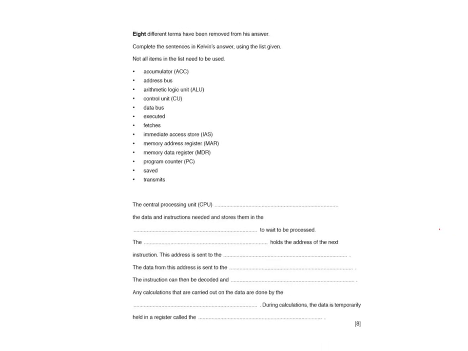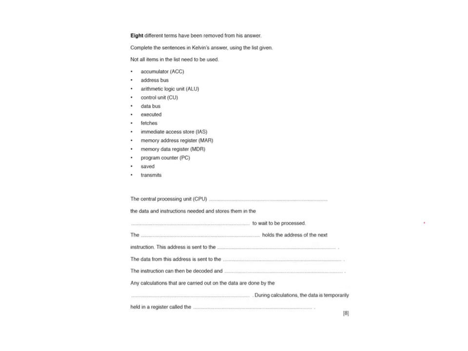Right, let's see, filling in stuff. This is a good one again for improving your notes. The central processing unit, something the data and instructions needed. So the word that describes that is the word that gets them. So which word up here is to do with gets? There we go, fetches. So fetches the data and instructions needed and stores them in the, what have we got?